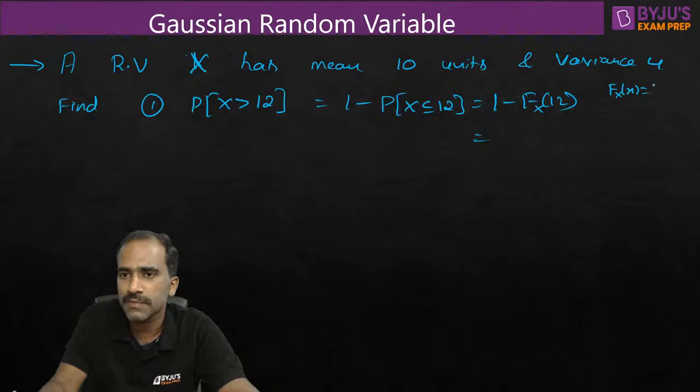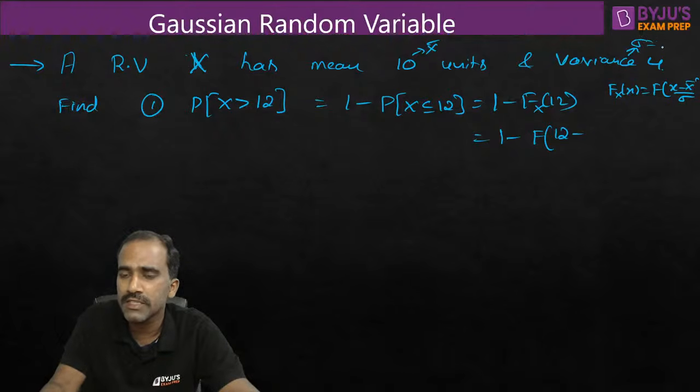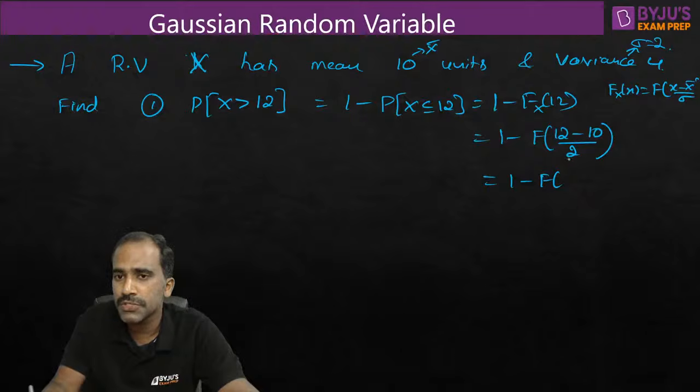Let me write that relation. Fx of x can be written as F of (x minus x bar) divided by sigma. See this? So instead of Fx of 12 here, let us write it as F of 12 minus, what is the mean value of this function? Mean value is 10, variance is 4. Here sigma means standard deviation. What is the standard deviation here? Variance is 4 means standard deviation is 2. So 12 minus x bar, subtract the mean, which is 10 units, and divide by the standard deviation, which is again 2 units. So this is equal to 1 minus F of (12 minus 10 is 2, 2 divided by 2 is 1), 1 minus F of 1.